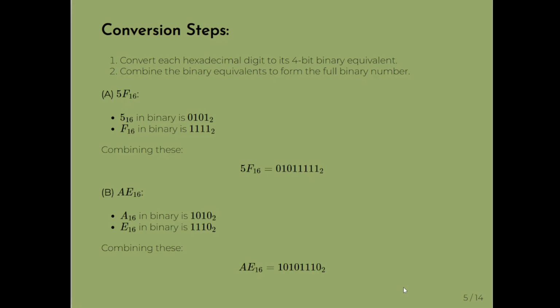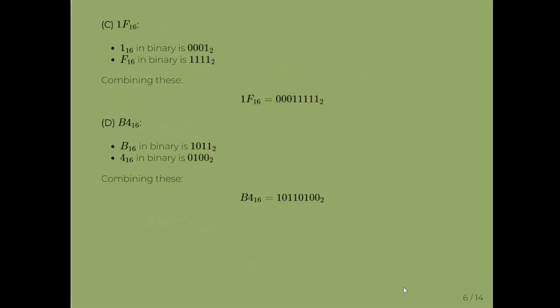So 5 in base 16 in binary is 0 1 0 1. And F in binary is 1 1 1 1. Combining these, we get 0 1 0 1 1 1 1 1. Okay, that's the first answer. A in binary is 1 0 1 0, and E in binary is 1 1 1 0. So we have 1 0 1 0 1 1 1 0. Okay, 1 in binary is 0 0 0 1. Straightforward enough. And F is 1 1 1 1.